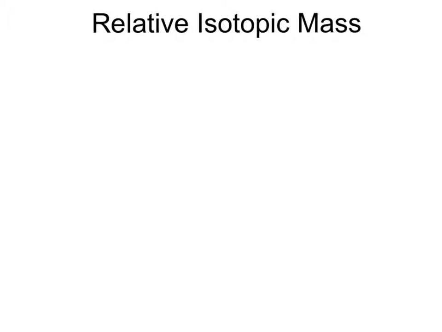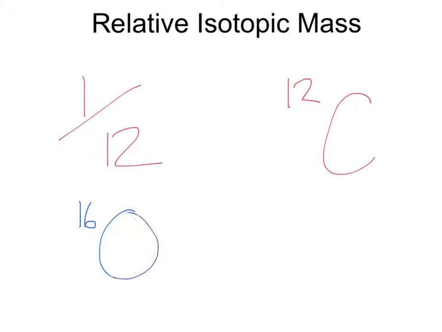Relative isotopic mass is the mass of an atom of an isotope compared with 1/12 of the mass of an atom of carbon-12. All the atoms in a single isotope are identical. They all have the same mass measured against carbon-12. For an isotope, the relative isotopic mass is the same as the mass number. So, for oxygen 16, also written as 16O, the relative isotopic mass equals 16.0.